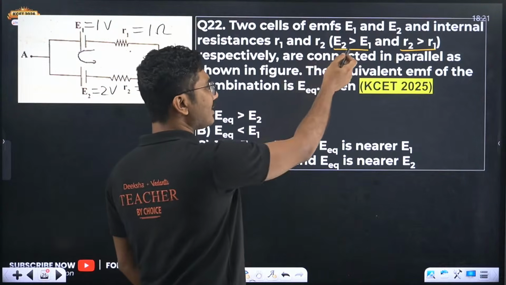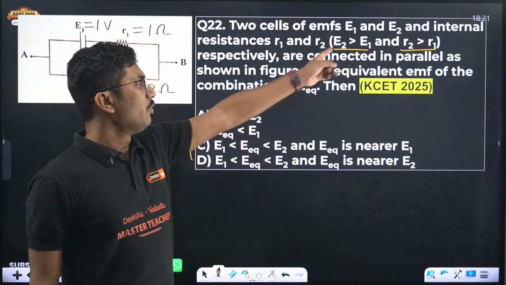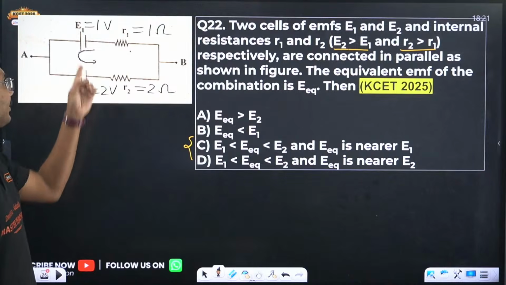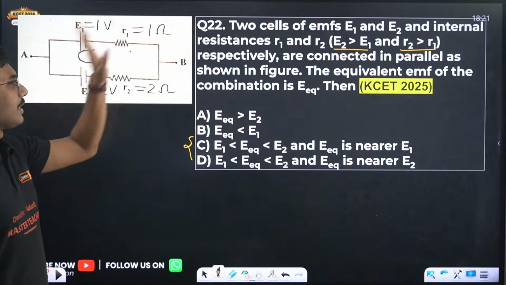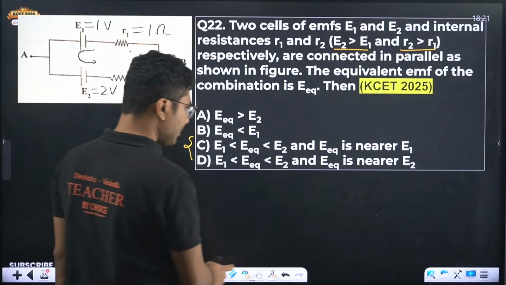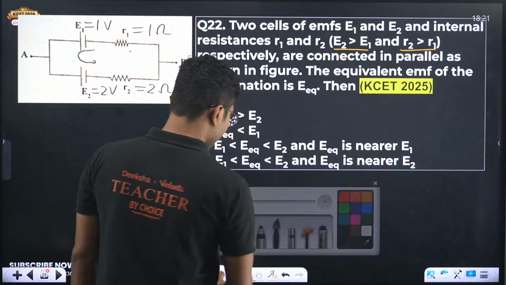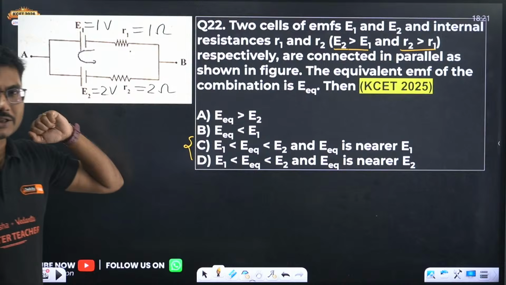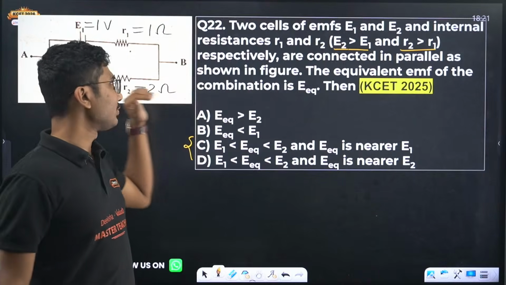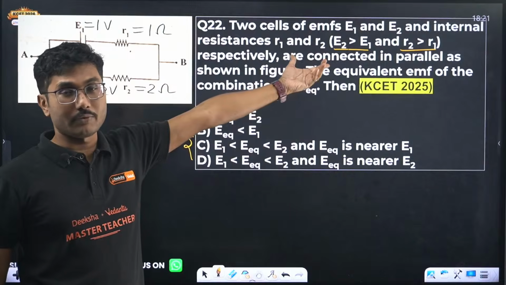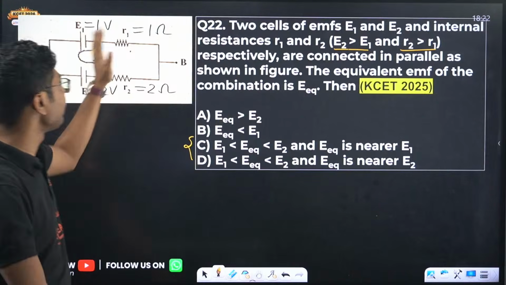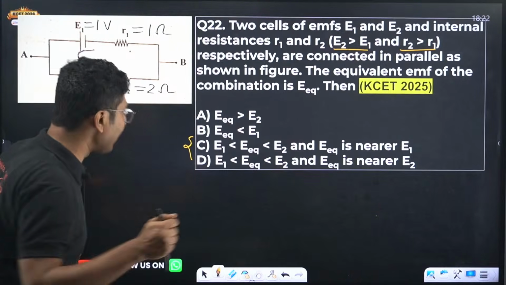Let's see if the condition is satisfied. E2 is greater than E1, and R2 is greater than R1. So both my conditions are satisfied. As long as both conditions are satisfied, it does not matter. So this must be a satisfaction of the formula. We will use these values and calculate the equivalent EMF.